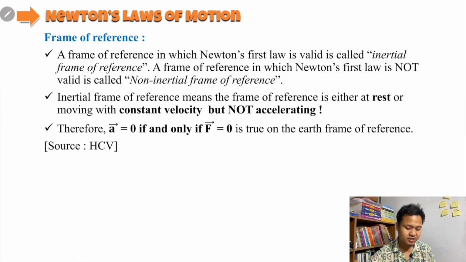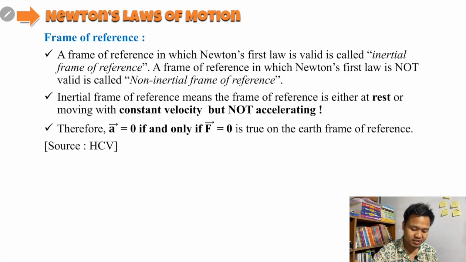A frame of reference in which Newton's first law is valid, that frame is called an inertial frame of reference. A frame of reference in which Newton's first law is not valid is called a non-inertial frame of reference. So here I will give you only one thing.